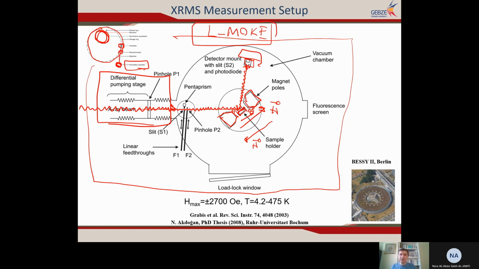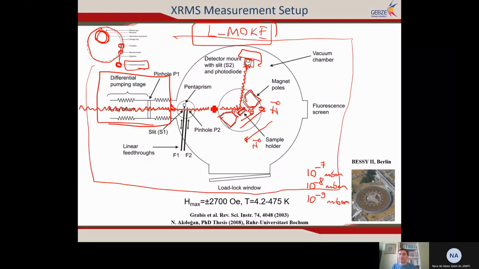Within this setup, this is a vacuum chamber, and as much as I remember, the vacuum within the chamber is 10 to minus 7 millibar, but it can also reach 10 to minus 8 millibar, or sometimes 10 to minus 9 millibar, depending on the vacuum pumps and the time you pump the system. So we have vacuum within the chamber. Why do we have vacuum?